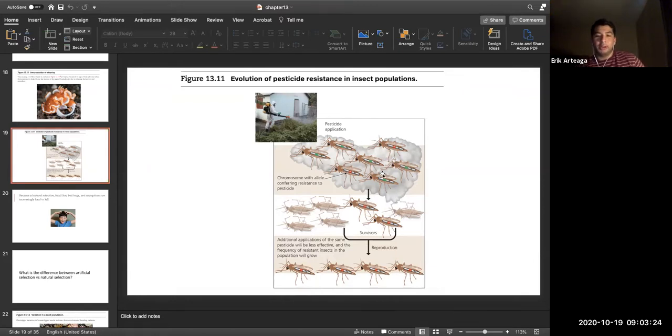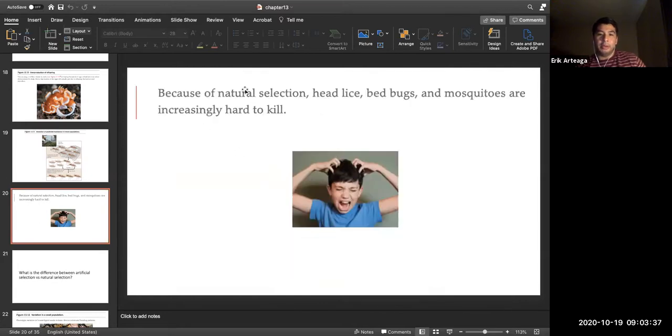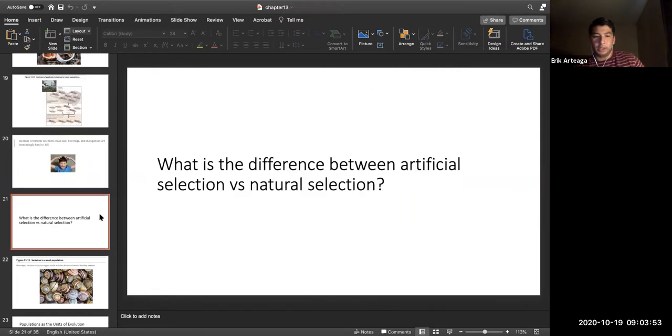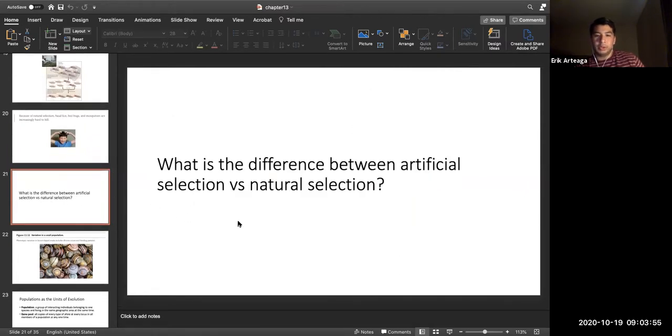Insects are evolving to withstand these pesticides, right? You have again these new survivors that are going to reproduce and have new generations that are going to be resistant, right? Lice, bed bugs, mosquitoes, again, they're all becoming very, very difficult to kill. They are evolving to deal with the new types of treatments or the new types of chemicals that we're using to combat them.